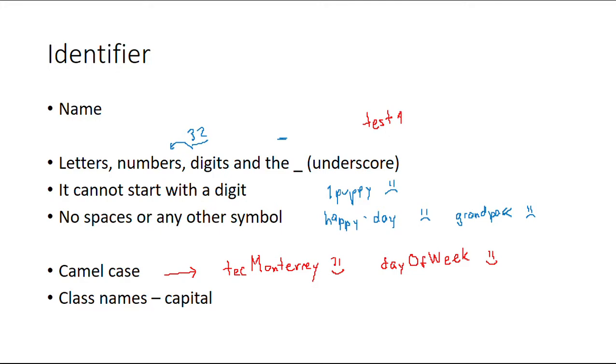Finally, whenever you declare a class, we'll get to know what a class is in a couple of slides, but for now, class names always start with a capital letter. For example, Informatics, if that's the name of a class, it should always start with a capital letter. We're going to get into more detail on what a class is. For now, just remember this.